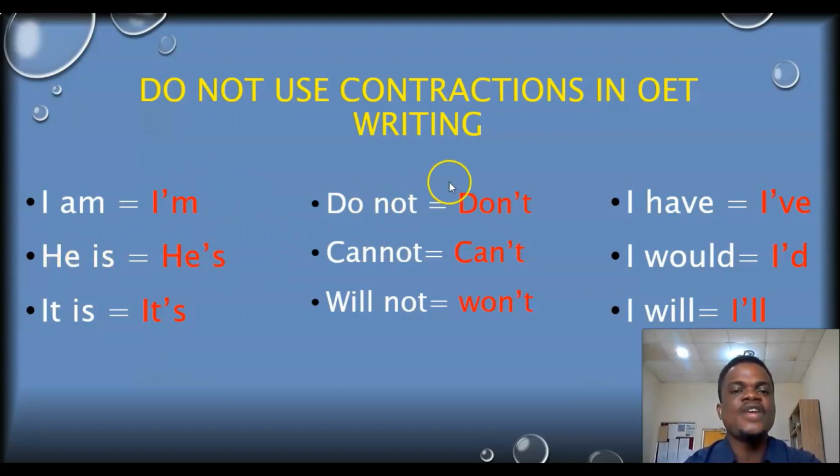This is wrong. Any form of contraction at all, whether you want to say "do not" and you say "don't," is wrong. "Cannot," "can't" is wrong. "Won't" is wrong. "Have"... So you should always write it in their full forms. Don't use contractions in OET writing. Avoid them.